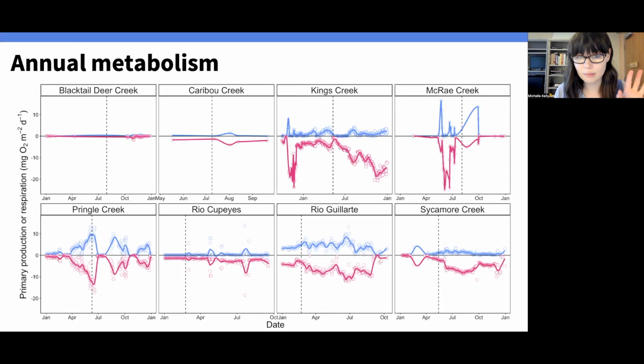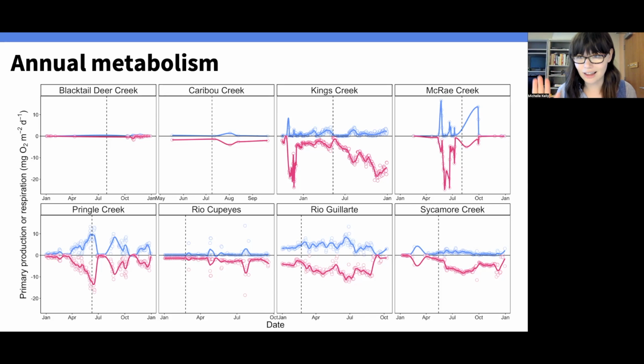So the results of the metabolism modeling, what they show: on the x-axis, we have date, which generally goes January through January of the next year. So it's a full year, with the exception of Caribou Creek, which is late May through late September because Caribou Creek freezes in the winter. And what we have on the y-axis is primary production in blue. The circles are the actual model results, and the lines are just a lowess smoother. That's a linear regression that takes the nearest 10% of the data points to give you a smooth, continuous estimate of metabolism at all of these sites. And then the respiration rates are in pink.